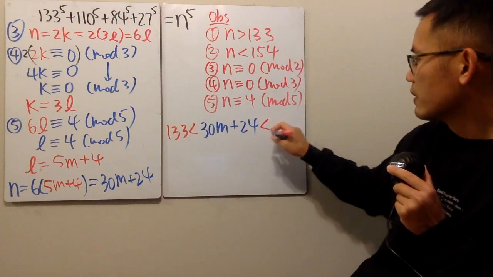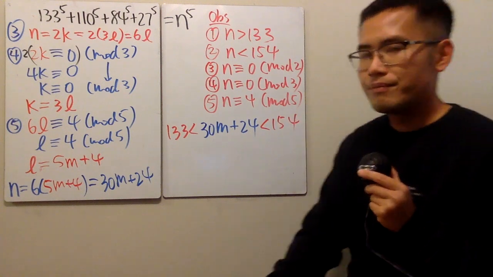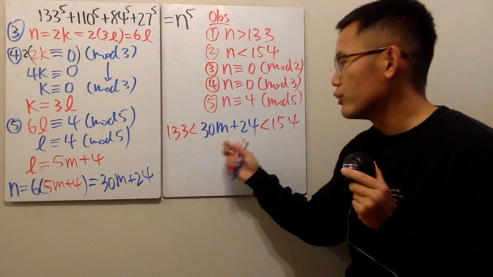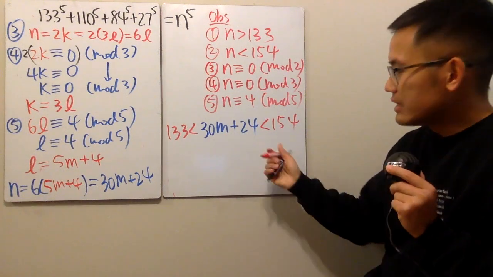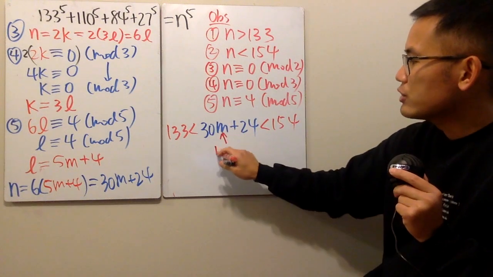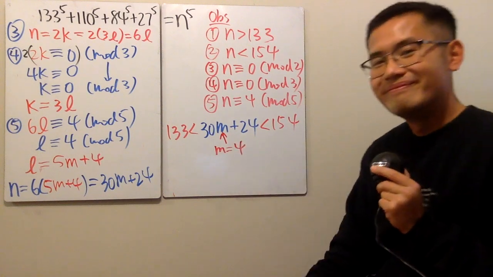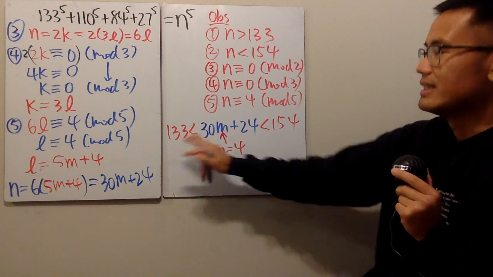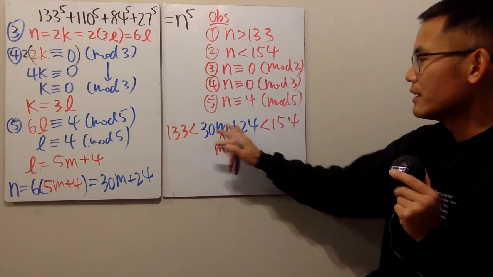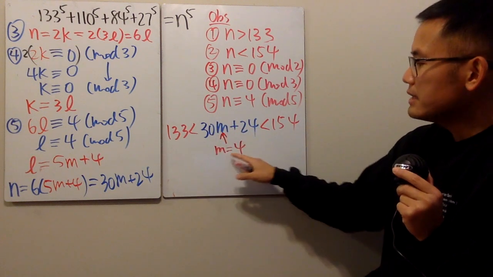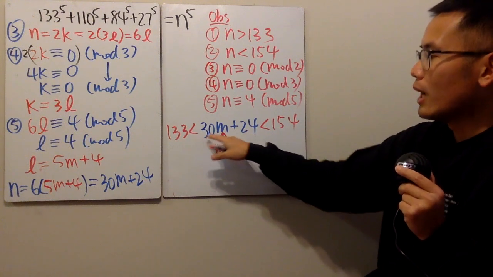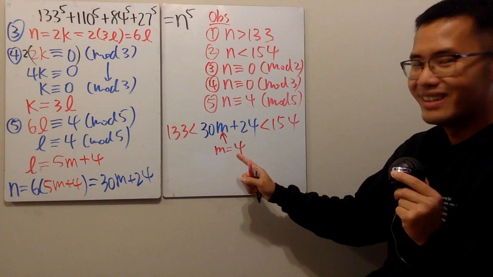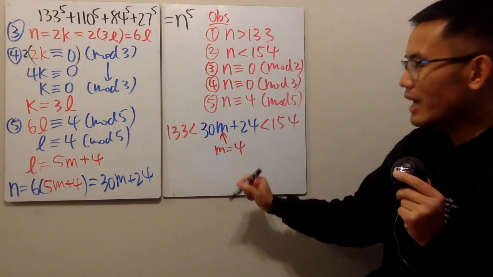And then 154. In fact, there's only one positive whole number that you can put for m to make this true. And the answer for that is m has to be equal to 4. Of course, you can go ahead and try it. If m is equal to 3, it's not enough. If m is equal to 5, that would be too big. When m is equal to 4, you put it back, you will get 120 plus 24, which will tell you 144. And that's actually the n value as well.